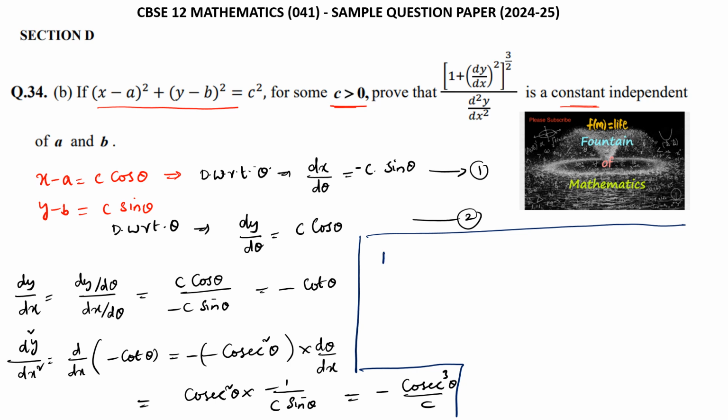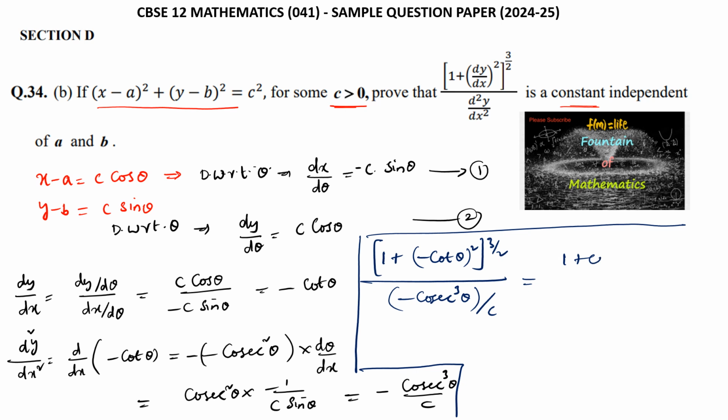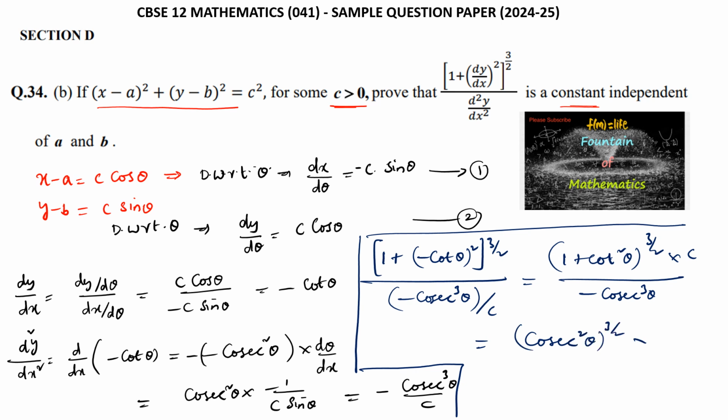Now let us substitute here (1 + (dy/dx)²), that is (1 + (−cot θ)²), whole to the power of 3/2, divided by d²y/dx², that is −cosec³ θ divided by c. Which is equal to (1 + cot² θ)^(3/2) divided by (−cosec³ θ divided by c), that is into c. So 1 + cot² is nothing but cosec² θ. So we can write here (cosec² θ)^(3/2) into c divided by −cosec³ θ. So (cosec²)^(3/2) is nothing but cosec³ θ.